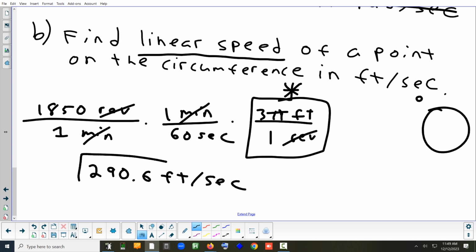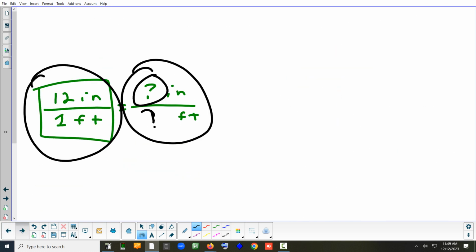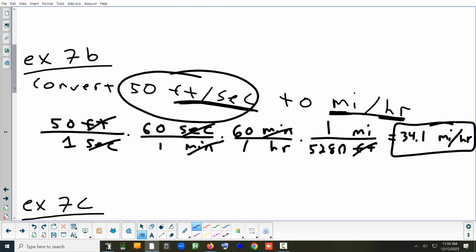Okay, so what do you think? Is that a fast speed, a slow speed? That's slow. Pretty slow. All right. So that was 290 feet per second. What did we do earlier? Okay, we did this one. We did 50 feet per second, and that was about 34 miles per hour. Okay, this is 290 feet per second. So that's almost 6 times as fast. If it was 300, it would be 6 times. So if you multiply that number by 6, it's about 200 miles an hour.